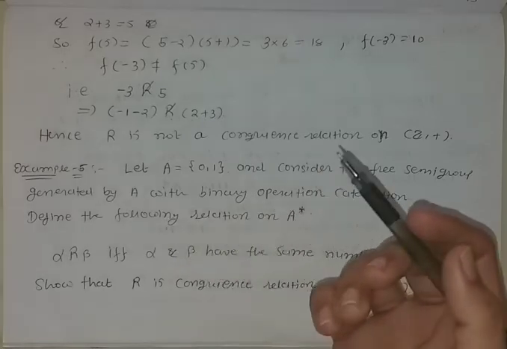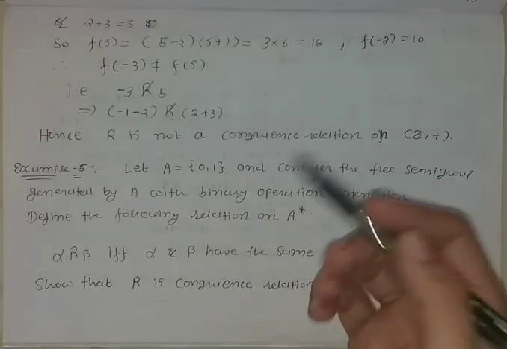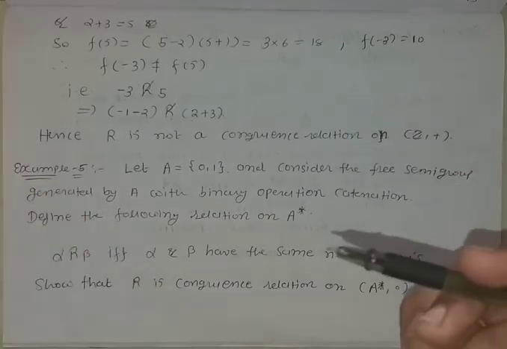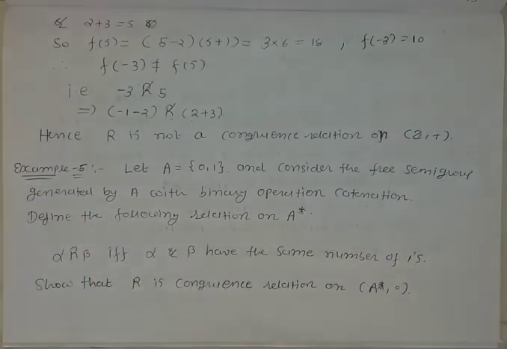So you can define another equivalence relation on this set, for this semigroup Z plus. Okay, you should find out in your homework another equivalence relation such that this equivalence relation will not be a congruence relation on semigroup Z plus. Okay, now example number 5 is about the free semigroup generated by A.